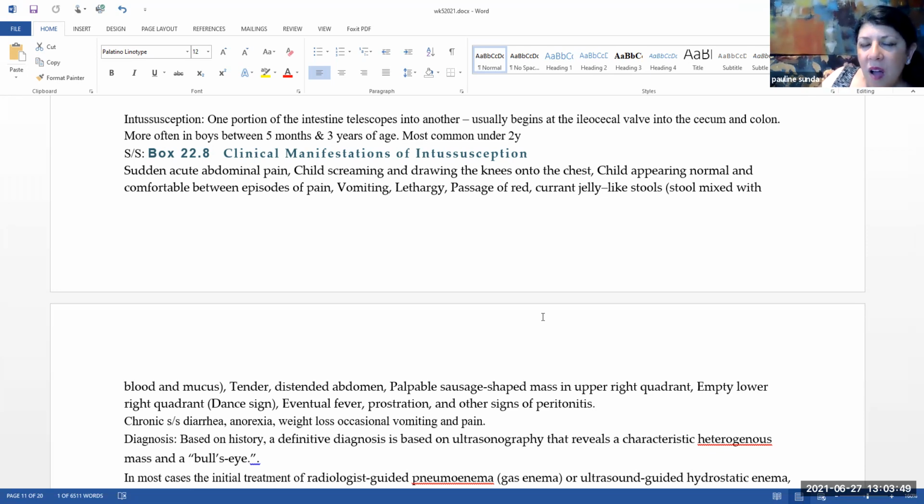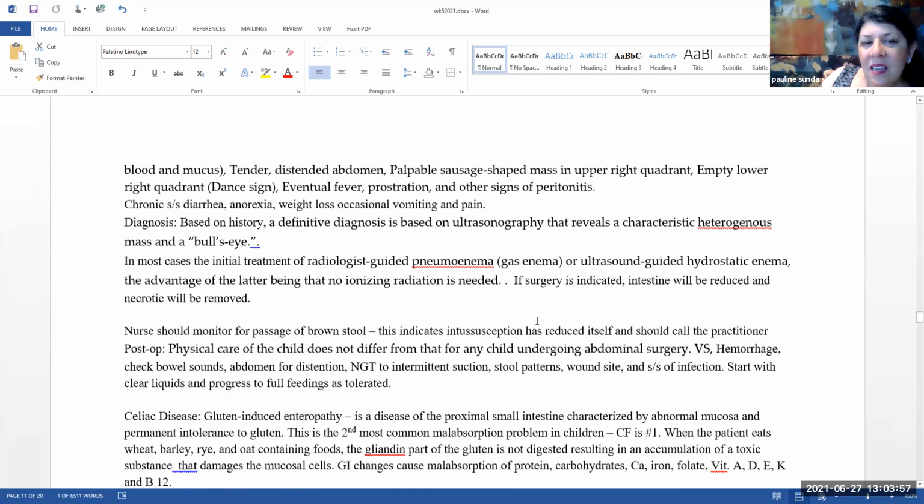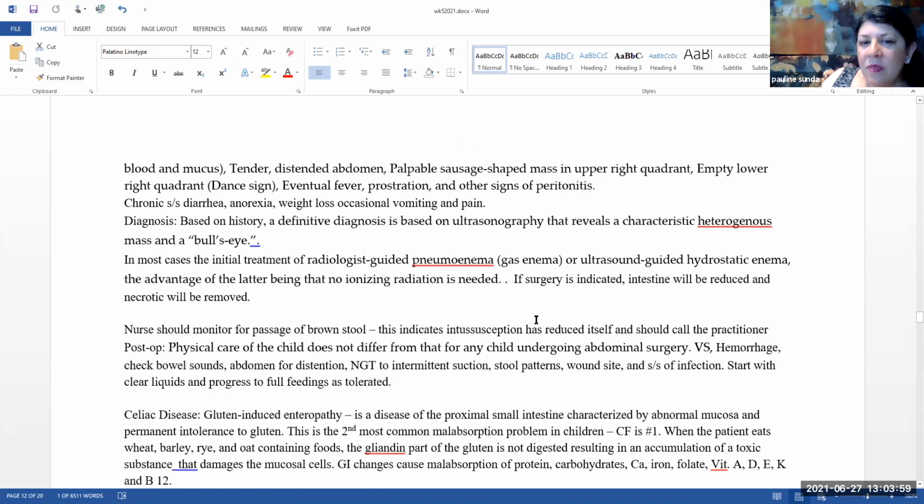They can have vomiting, lethargy, passage of red currant jelly-like stools, and this is stool that's mixed with blood and mucus. They can have a tender distended abdomen, palpable sausage-shaped mass in the right upper quadrant, an empty lower right quadrant, which is Dance's sign. Eventual fever, prostration, and other signs of peritonitis may develop.